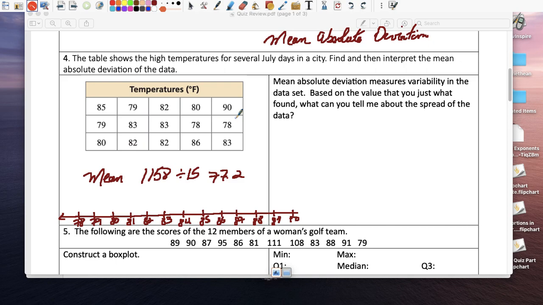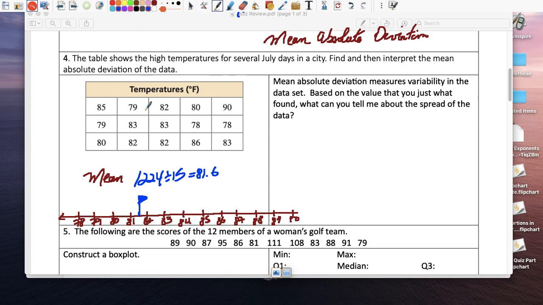85 plus 79 plus 82 plus 80 plus 90 plus 79 plus 83 plus 83 plus 78 plus 78 plus 80 plus 82 plus 82 plus 86 plus 83. Enter. 1,224. Okay, so 1,224 divided by 15. Hopefully that's a little better. We got 81.6. Right, that seems a little bit better. So the mean is 81.6, and I'll put a little flag over here. That's our mean. So on average, the temperature is 81.6.